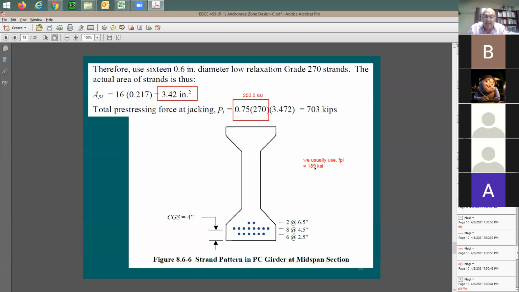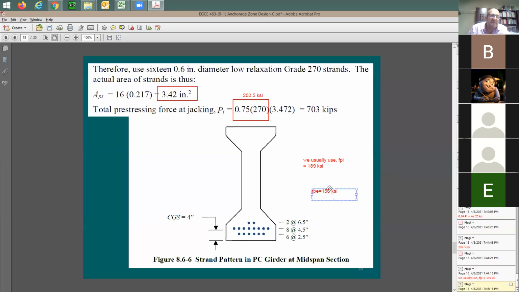If you remember in the past, I used one example. We usually use 150 for FPE. Am I correct? For FPE, what do we use? 150 KSI. You remember this example at which we used 155? Do you guys recall this example? Yeah. Okay, so it depends.